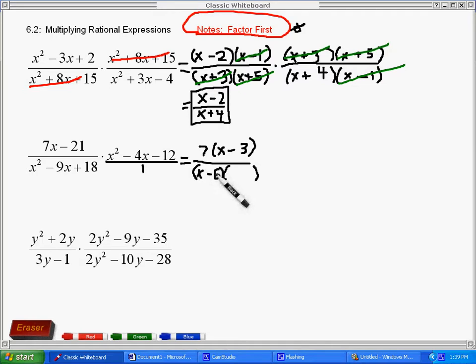X minus 6 times x minus 3. And then that polynomial expression factors into x minus 6 times x plus 2.